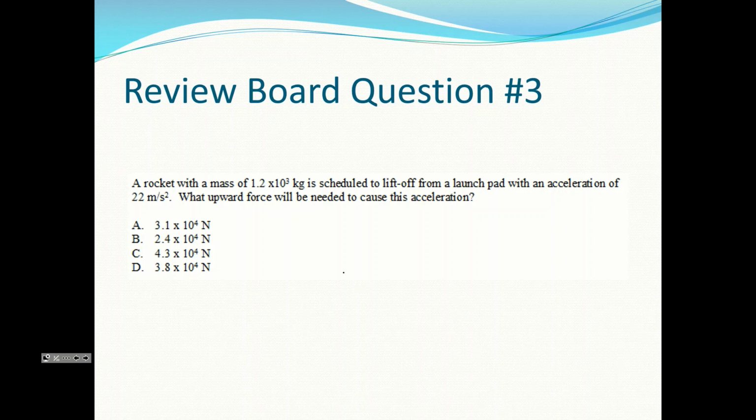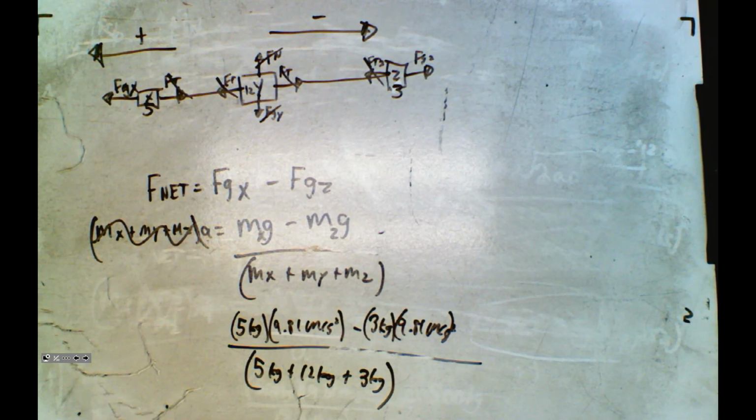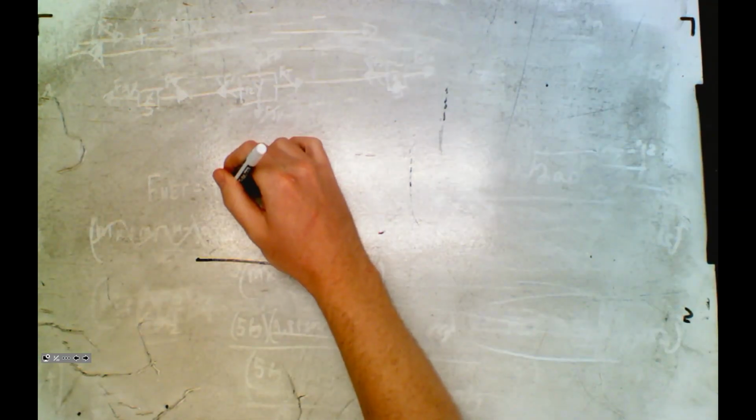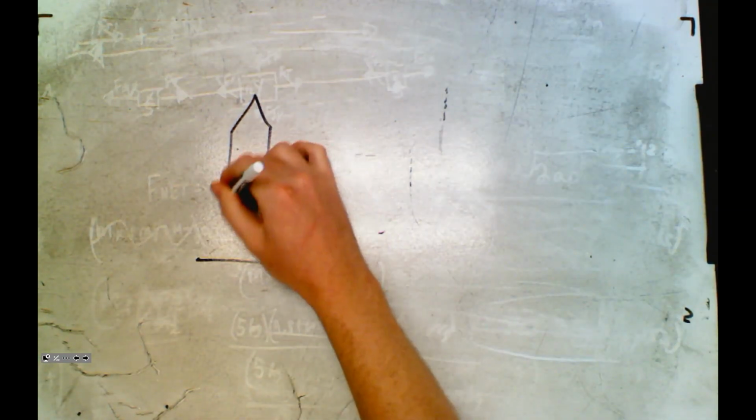A rocket with a mass of that is scheduled to lift off from a launch pad with an acceleration of that. What upward force will be needed to cause this acceleration? Okay, so in doing a rocket question like this, it's just like an elevator, and you can't put the rocket on the ground. This is the ground. This is a rocket like this. We don't want it to be on the ground.